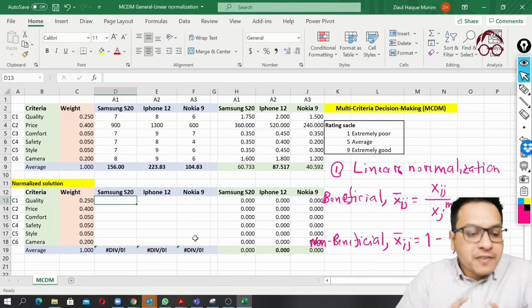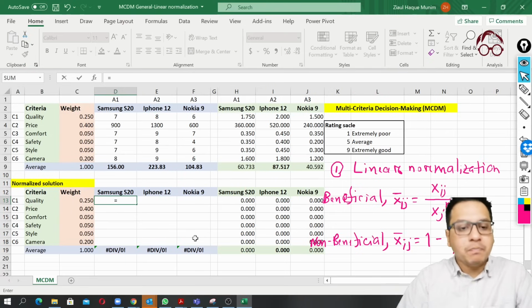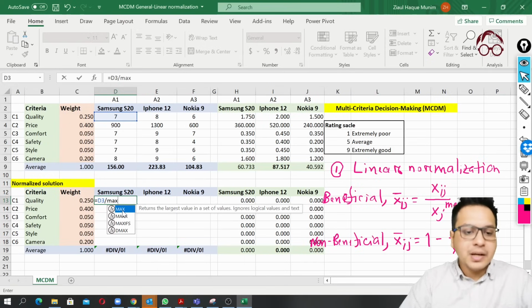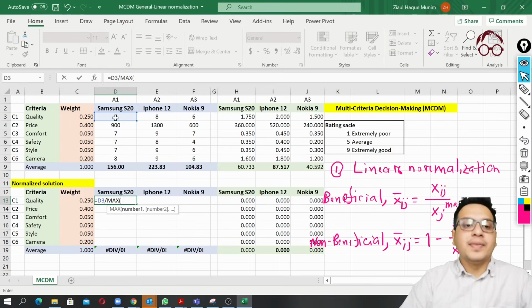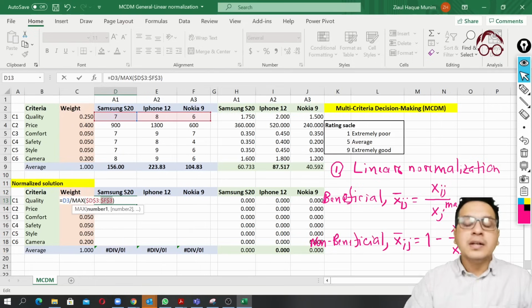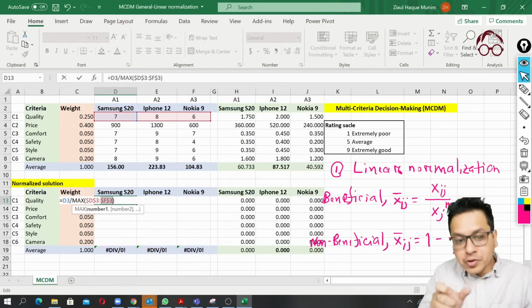Okay, so the first criteria here is quality, and quality is a beneficial criteria, right? So we are going to select the value of the first alternative under criteria quality, and divide it by the max value of all the values in that criteria. So these are the values in that criteria, right? And we close our bracket. Here it's a good idea to fix it, because we are going to drag it.